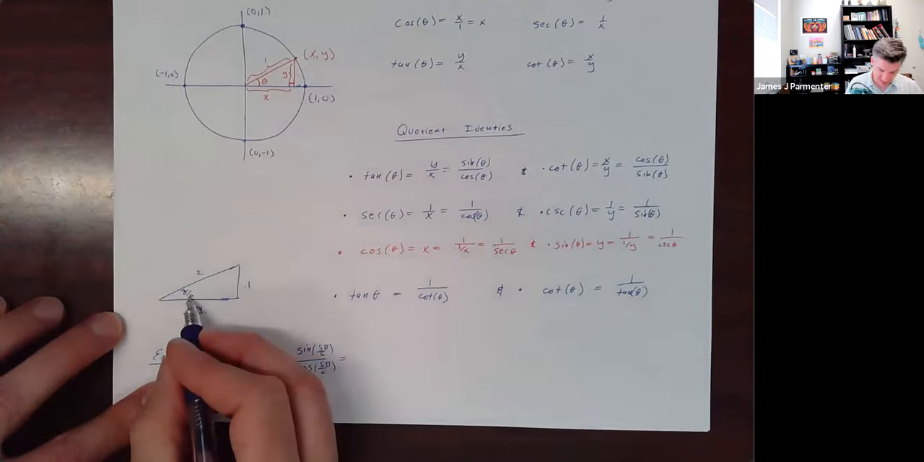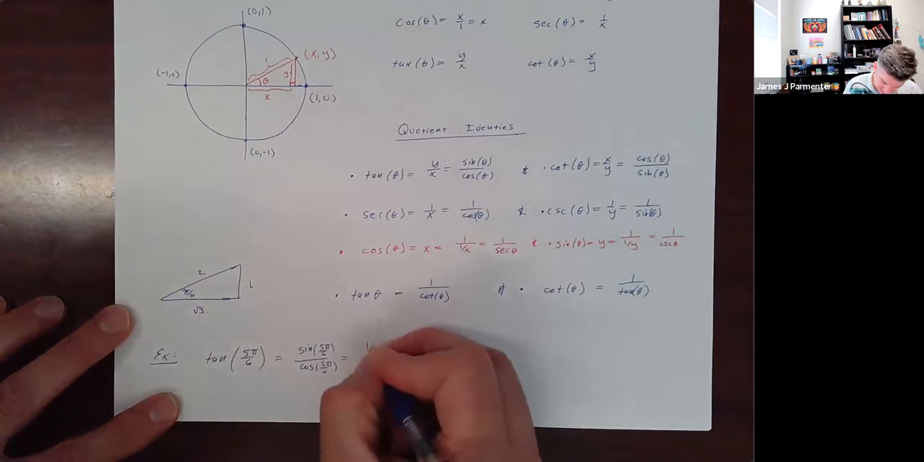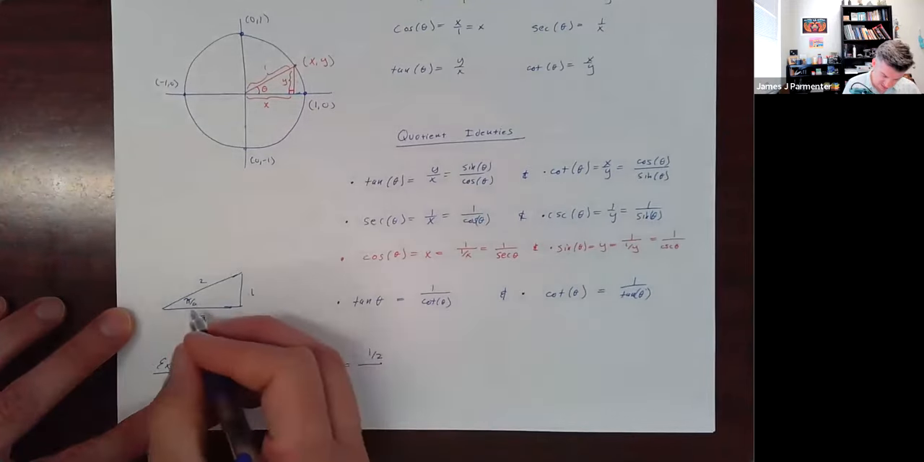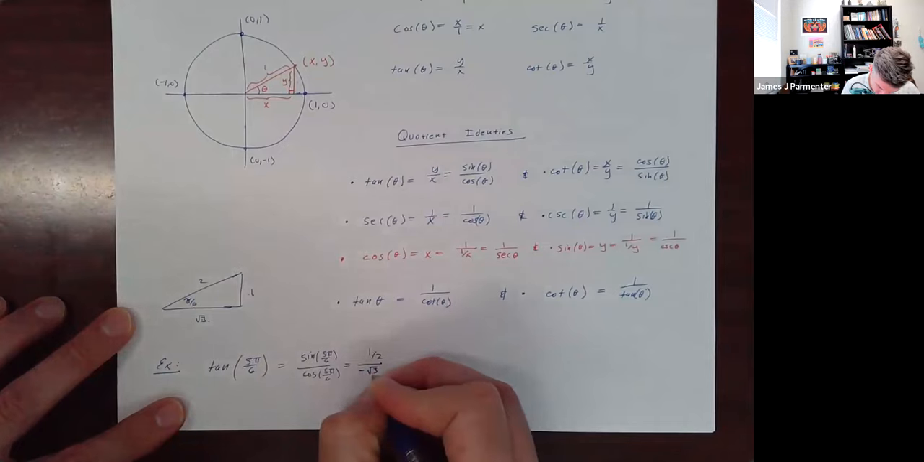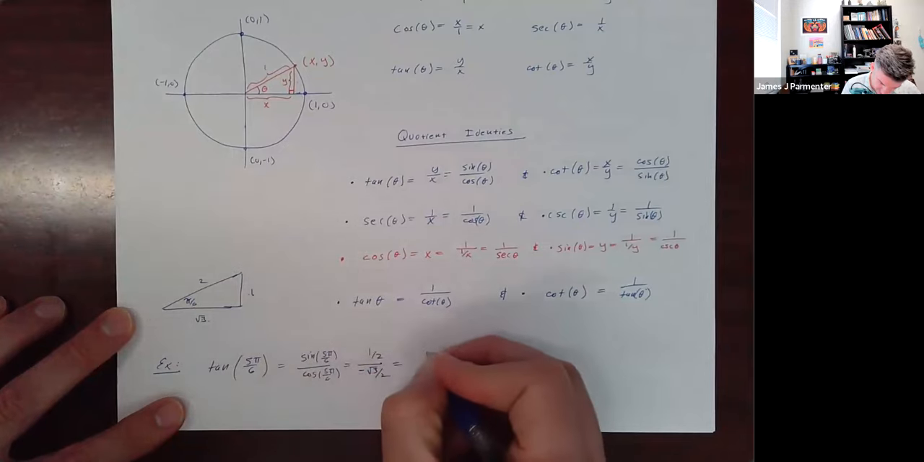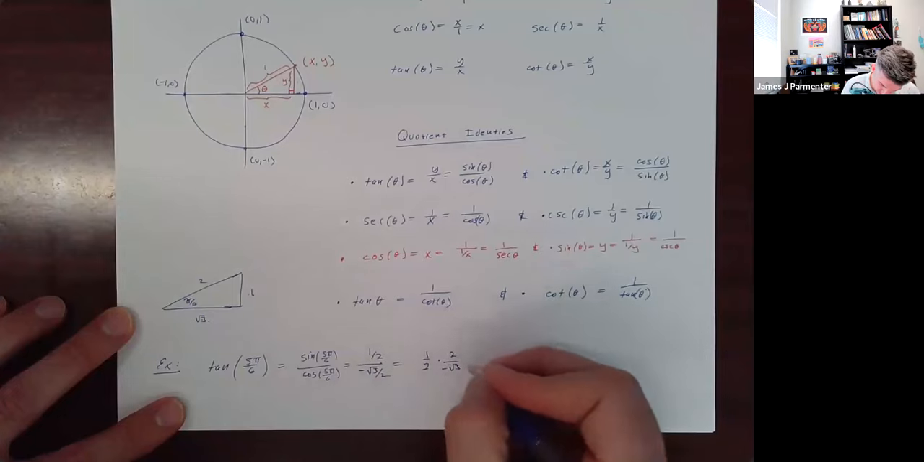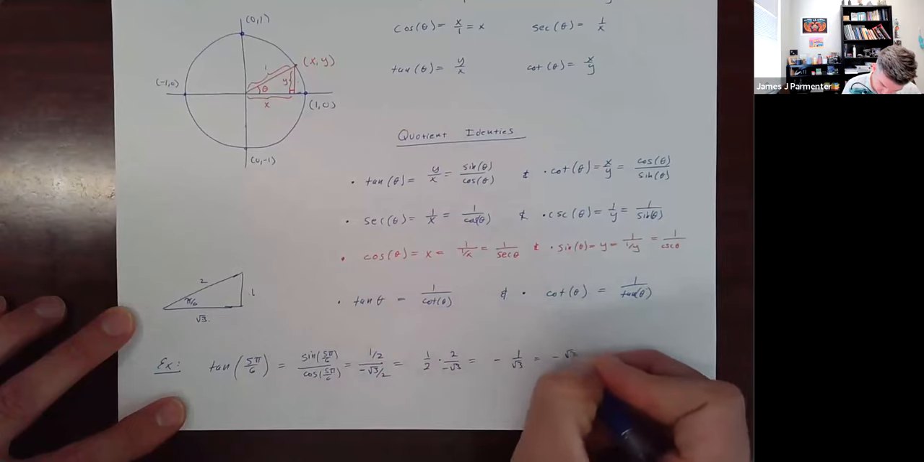Sine of 5 pi over 6 would be opposite over hypotenuse, so 1 over 2. It would be positive 1/2 because 5 pi over 6 is in quadrant 2. And then cosine of 5 pi over 6 would be adjacent over hypotenuse, so it's going to be negative root 3 over 2 because we're in quadrant 2. And then you can flip and multiply and say you've got 1/2 times 2 over negative root 3. The 2's cancel. You get negative 1 over root 3, which is negative root 3 over 3.